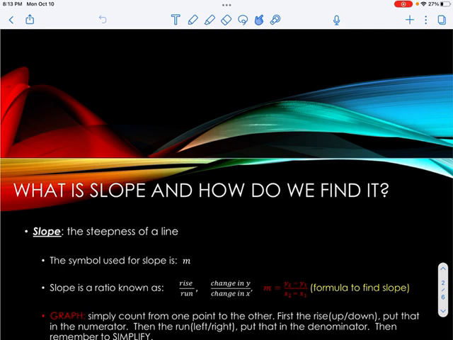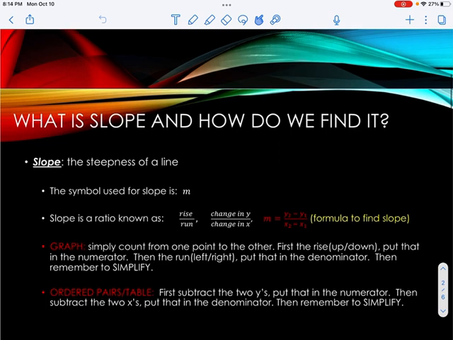If you think of skiing in real life, you have a bunny hill, and a bunny hill is called that because it is a very, very gradual slope compared to a black diamond hill, which is a very steep slope. Now, in graphing, we have slope as well. And the slope of a line is simply the steepness of a line.